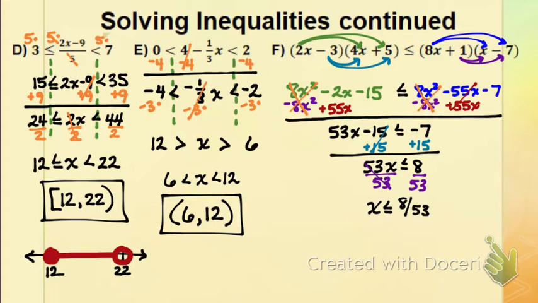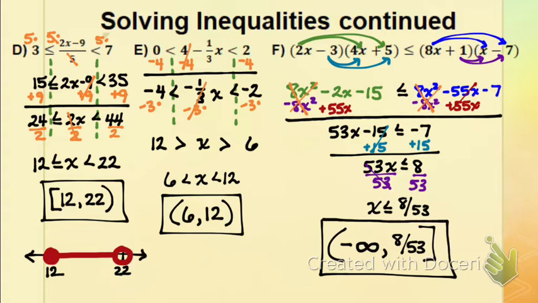So my interval notation for this solution would be what? Yes, negative infinity has to have a parenthesis there because we can't ever arrive at infinity, to 8 over 53, but we get a bracket here. This would be closed right there and open on the other side. Do you guys have any questions for me about these three?